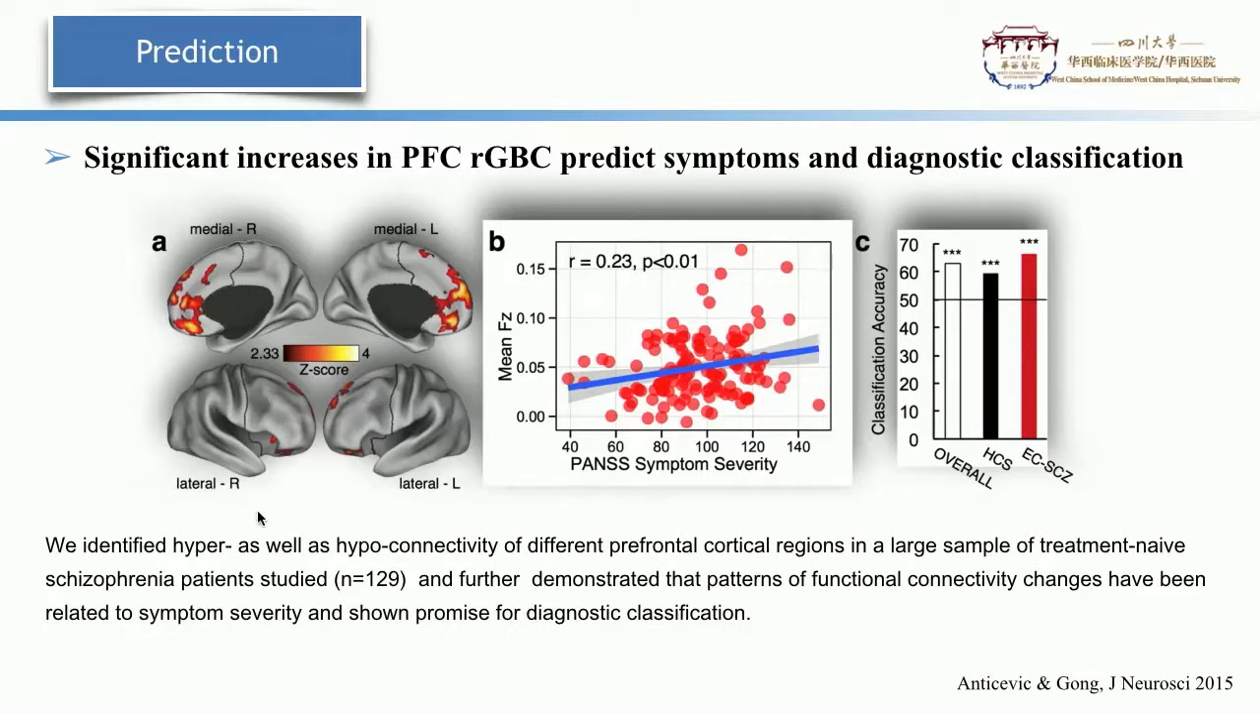And what identify is hyper as well as hyper connectivity of different frontal cortical regions like here. And the most interesting part is that what she also found in this article is the way to use imaging markers to correlate with the symptom severity. PANSS is a special scale for the schizophrenia evaluation. And then we find that they can also show a promise for the diagnostic classification here.